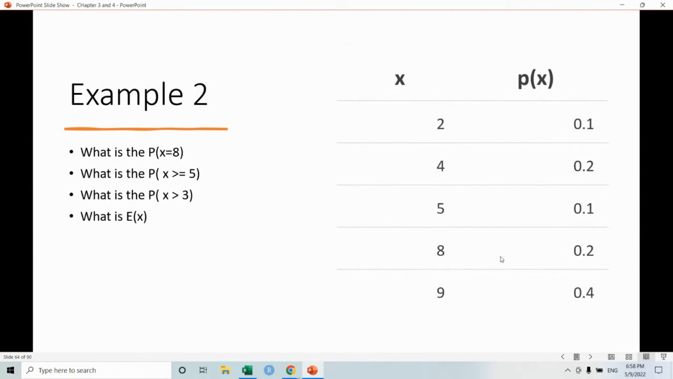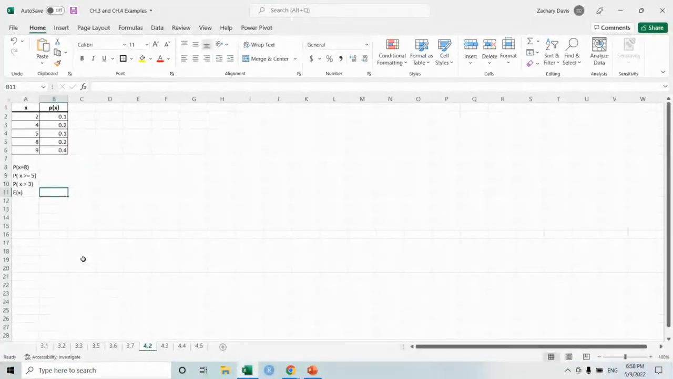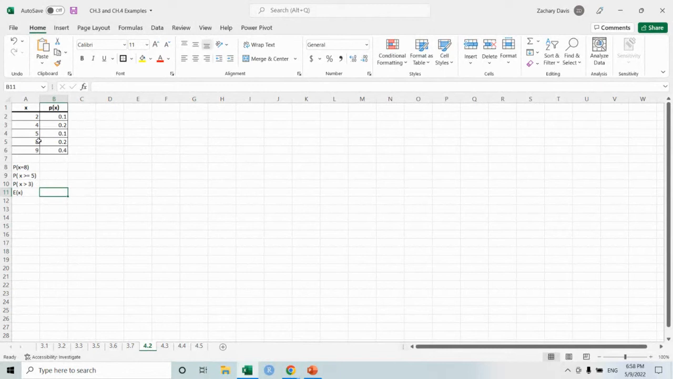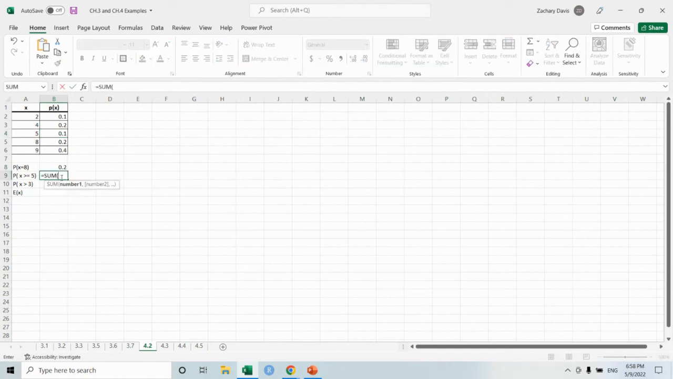Example 2, we want to take our values of x and our given probabilities and answer a few questions about them. So that's where we have example 4.2. First one is, what is the probability that x equals 8? Well, in this case, all we have to do is read the table. It's just 0.2. The next part B says, what's the probability that x is greater than or equal to 5? So we want to include 5, but we also want to include in that probability anything greater than 5. So we can just sum the probabilities for 5, 8, and 9. That's a 70% chance that x is greater than or equal to 5.